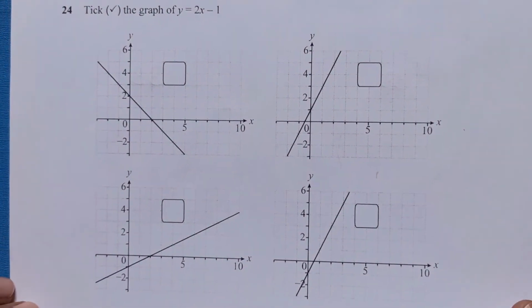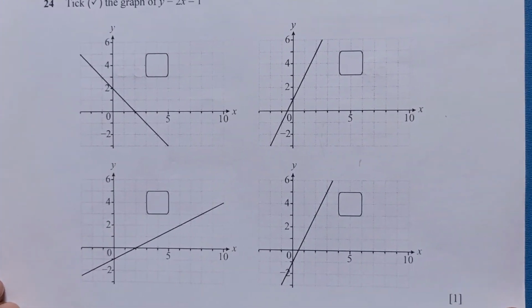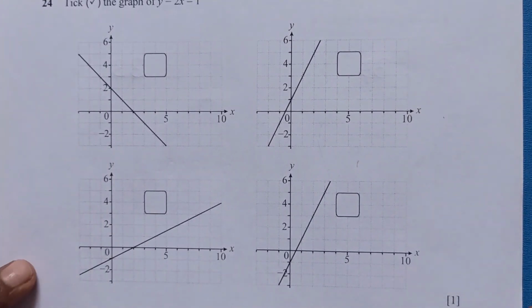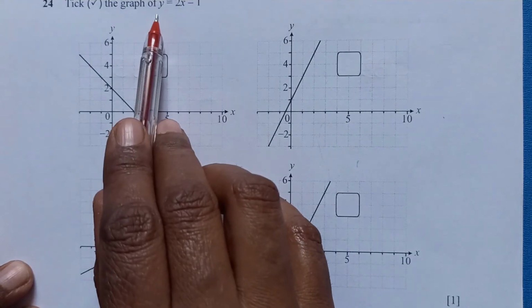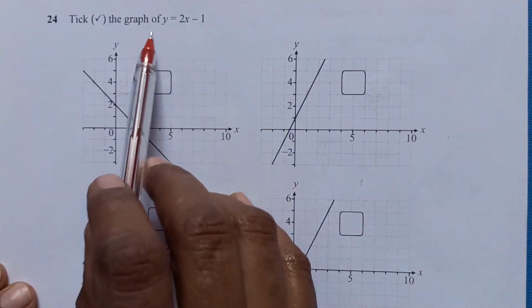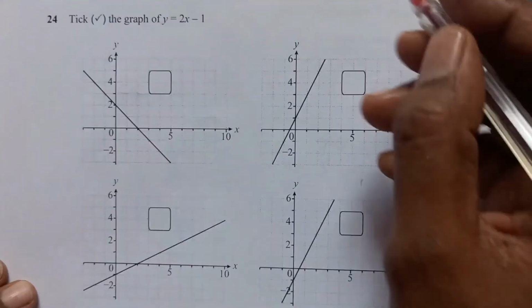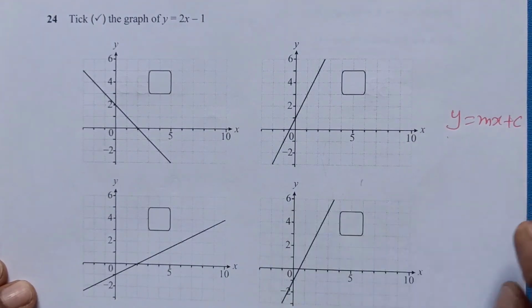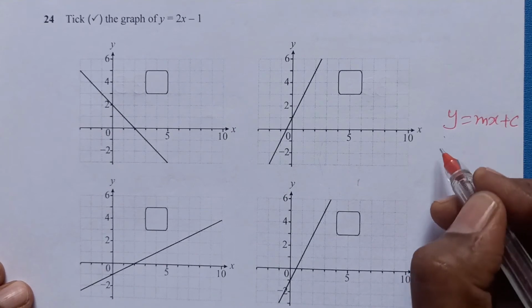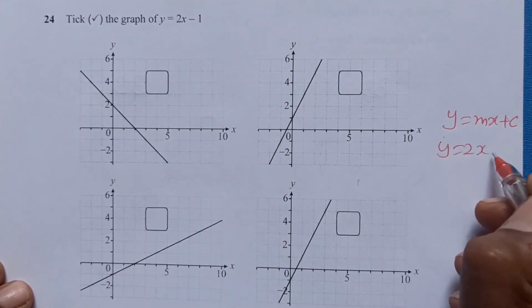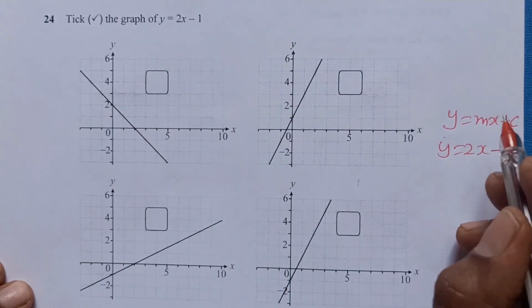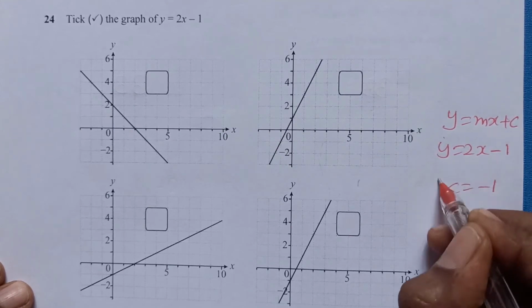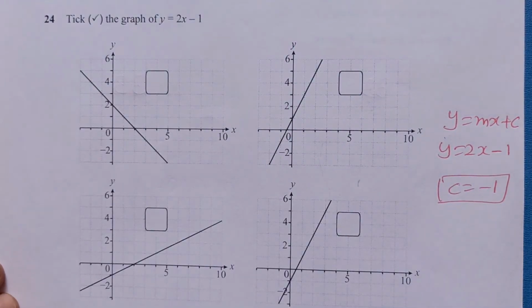Number 24, you can see we have graphs here, right? Take the graph of y equals 2x minus 1. We know that the equation of a line is y equals mx plus c, where c is the y-intercept, and our equation is 2x minus 1. So c is equal to -1, the y-intercept is -1. Let's see where y is -1.